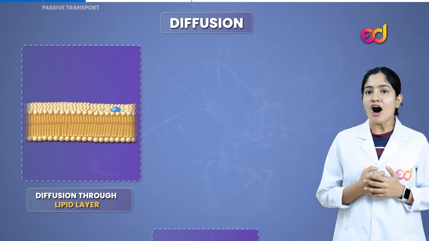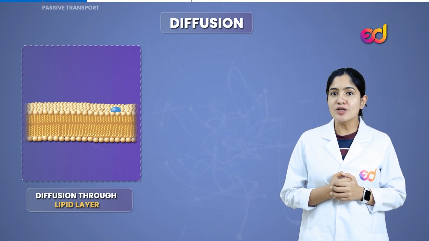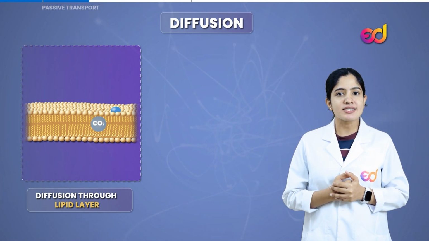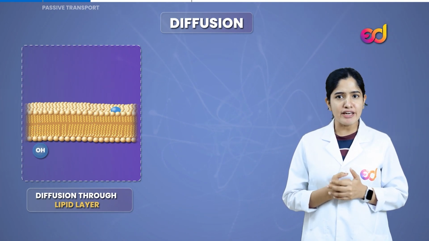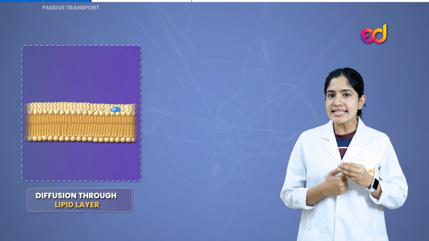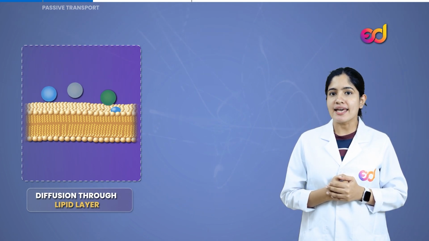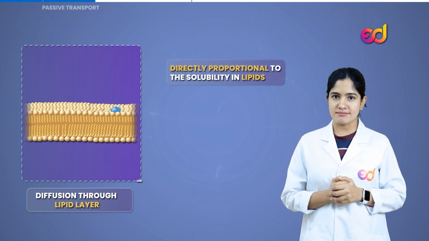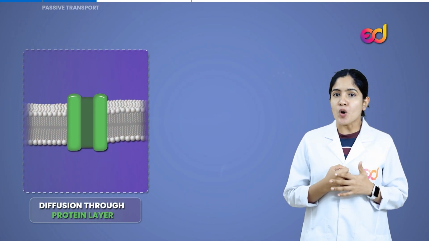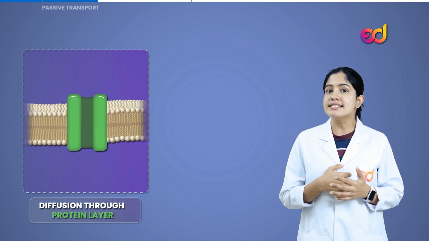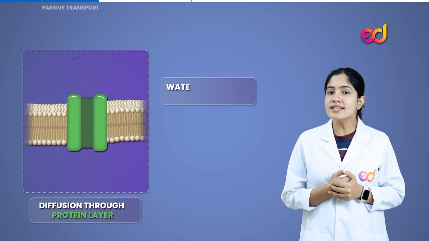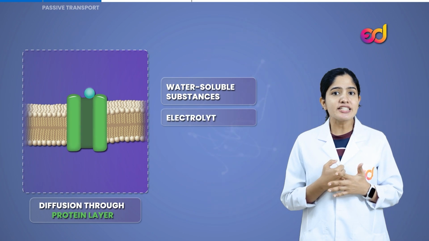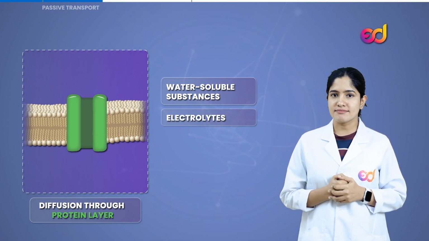The lipid layer of our cell membrane is permeable only to lipid soluble substances like oxygen, carbon dioxide and alcohol, and therefore the diffusion of these substances through this lipid layer is directly proportional to the solubility of the substance in lipids. Whereas the protein layer of the cell membrane is in turn permeable to water-soluble substances. Mainly, electrolytes diffuse through this protein layer.